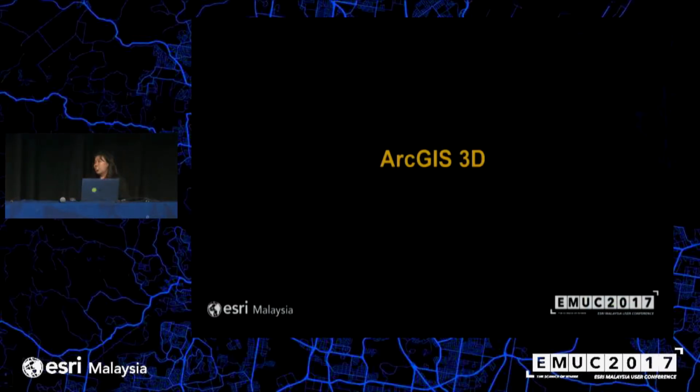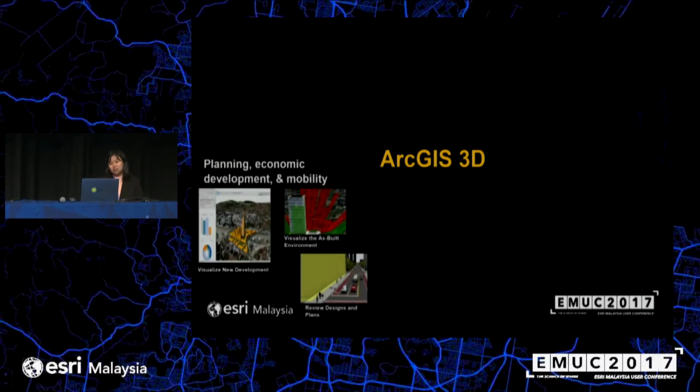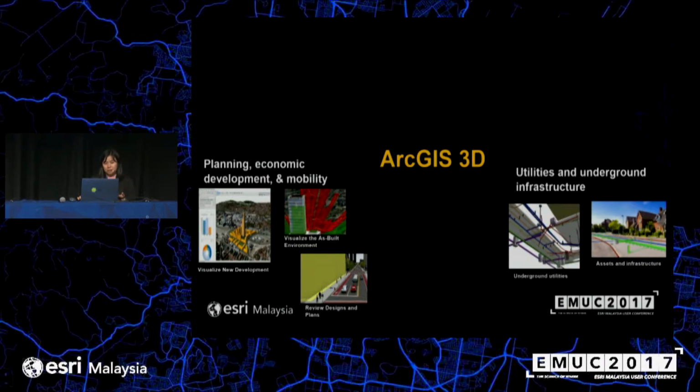What does our ArcGIS 3D actually offer? You can use it in planning, economy, development, and mobility, like the example I showed you that Austin has done. Another one is utility and underground infrastructure, like a case study about the MRT that they are currently doing.